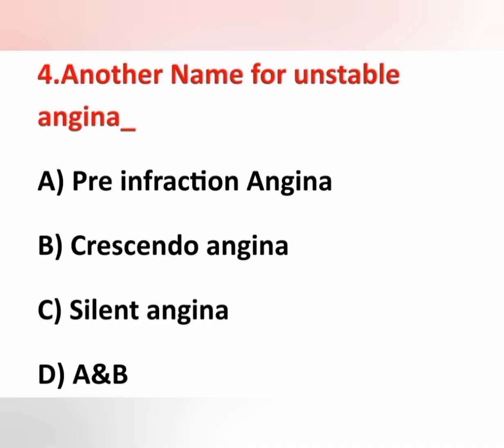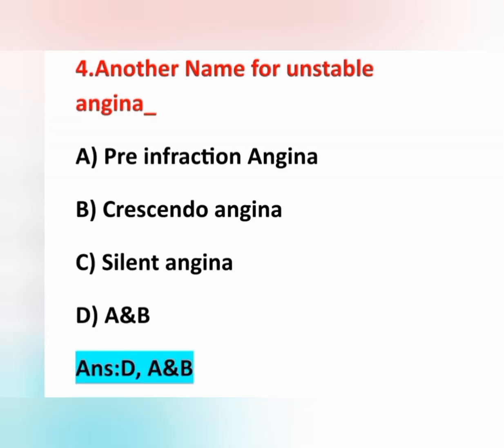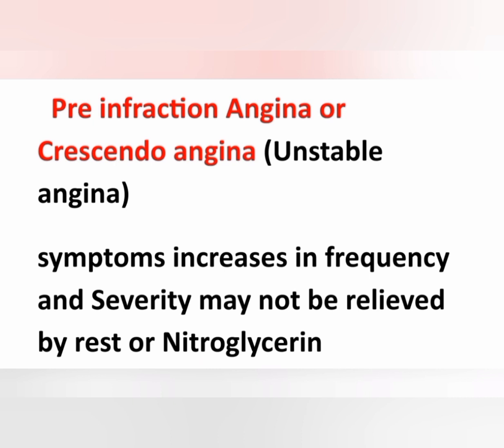Fourth question, another name for unstable angina is. Options are option A pre-infarction angina, option B crescendo angina, option C silent angina, and option D both A and B. Unstable angina is also known as pre-infarction angina or crescendo angina. So here the answer is A and B.